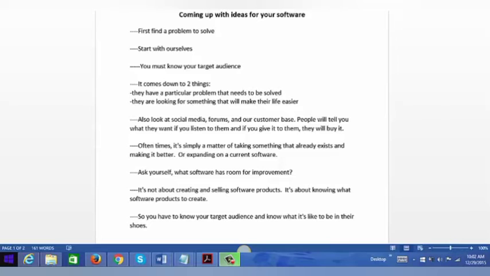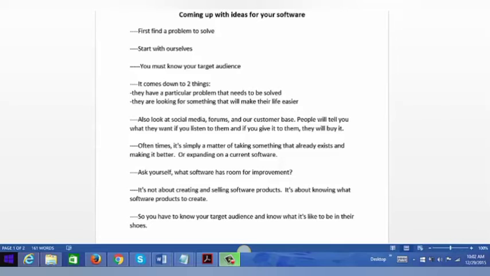Because most of the time, people will tell you what they want, and if you give it to them, they will buy it. And oftentimes it's simply a matter of taking something that already exists and making it better, or expanding on the current software. So you've got to ask yourself, what software out there has room for improvement?